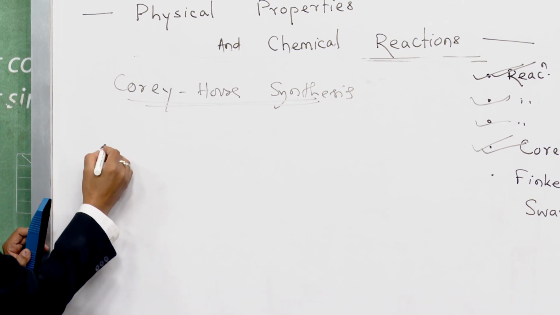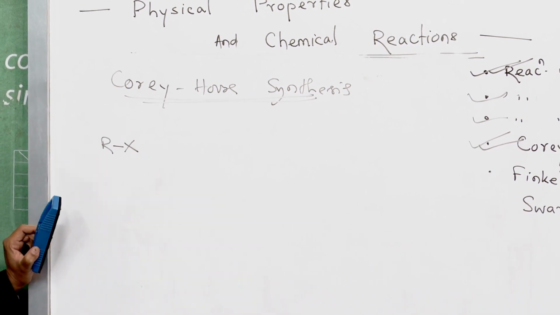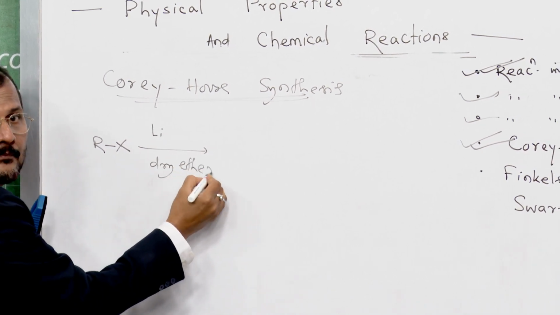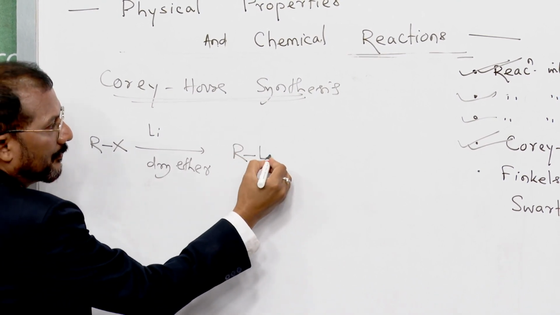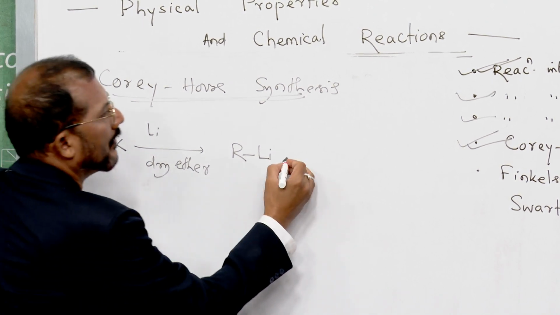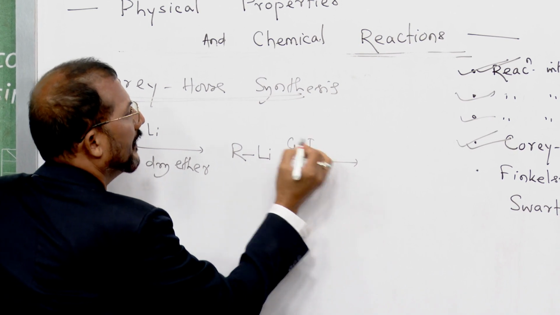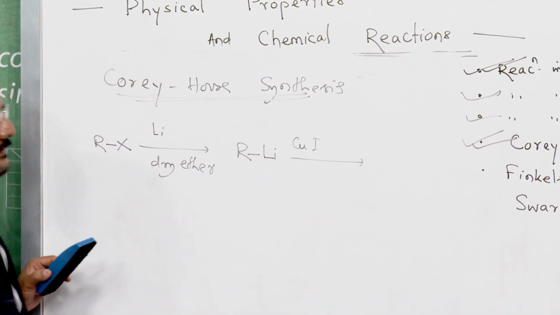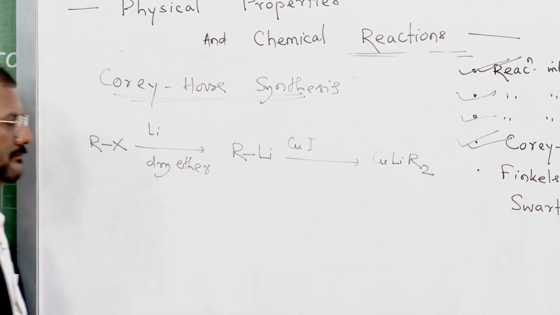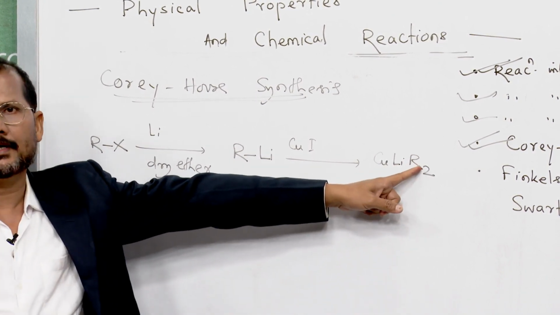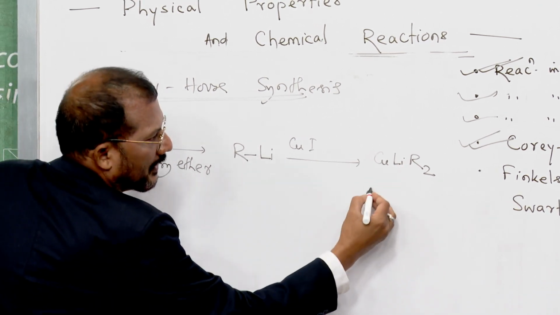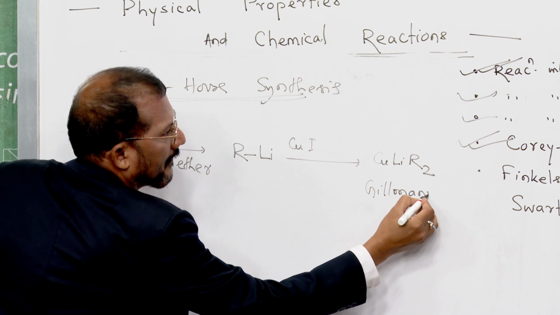Here, suppose we have taken one alkyl halide. We treat it with a metal, lithium, in presence of ether. We get an alkyl lithium compound. The alkyl lithium compound is treated with cuprous iodide. We get CuLiR2, lithium dialkyl cuprate or dialkyl cuprolithium compound, and this compound is also called Gilman reagent.